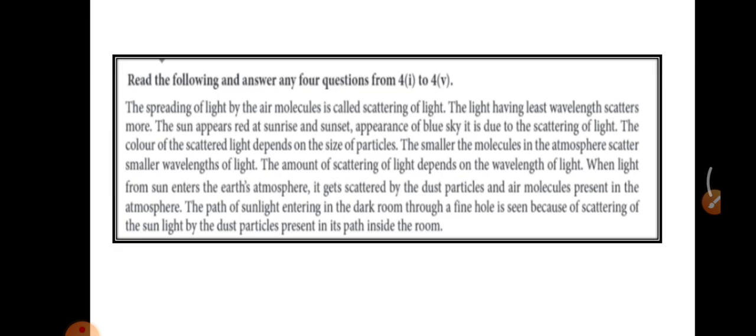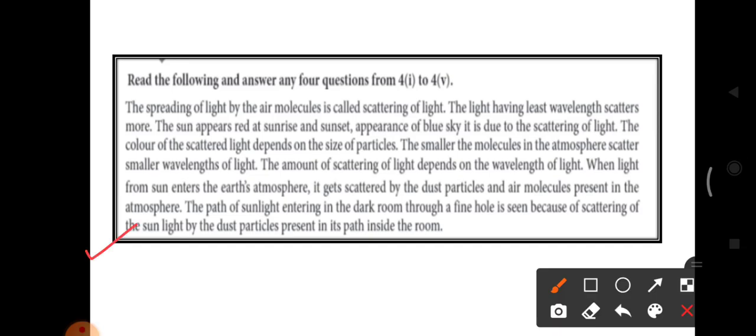The amount of scattering of light depends on the wavelength of the light. When light from sun enters the earth atmosphere, it gets scattered by the dust particles and air molecules present in the atmosphere. The path of the sunlight entering in the dark room through a fine hole is seen because of scattering of light by the dust particles present in its path inside the room. Do you understand this paragraph?